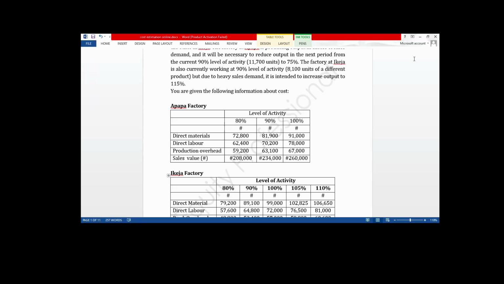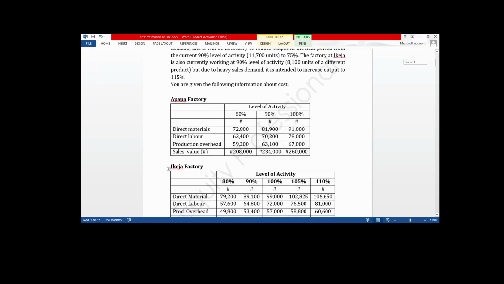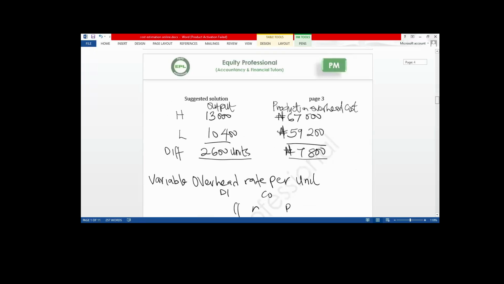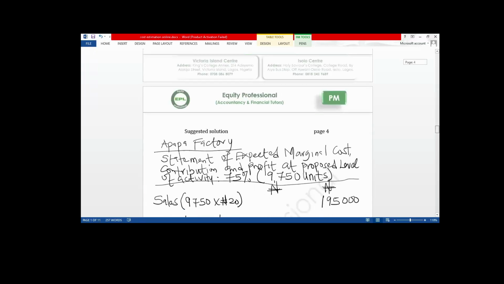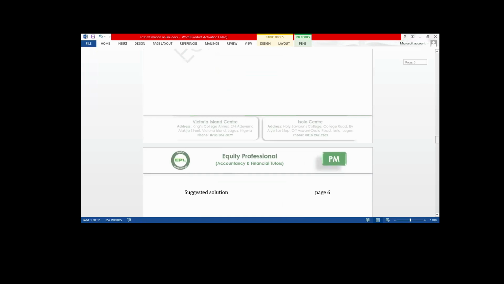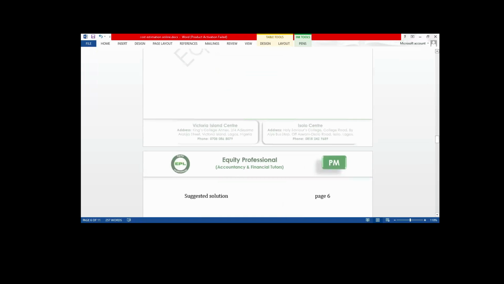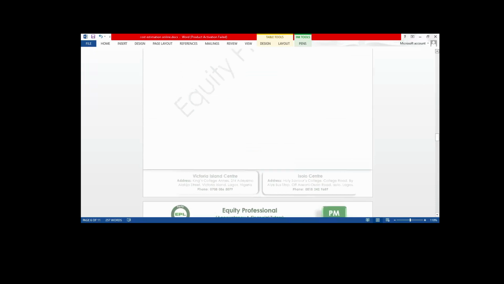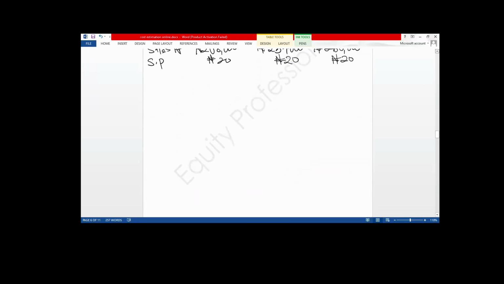Now the company is planning to increase production to 115% level of activity at Ikeja factory. So let's go and look at this. We need to calculate the expected marginal cost, the contribution, and the profits. All right, this is where we stop. We start working here for Ikeja.